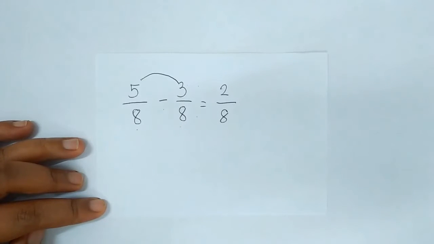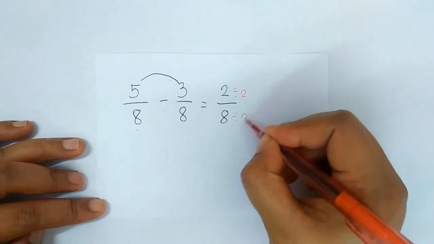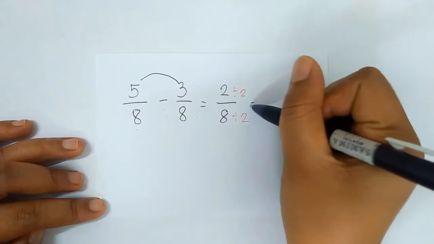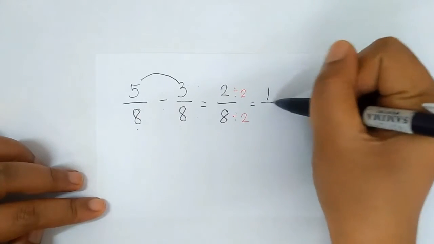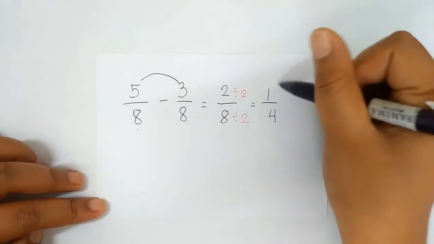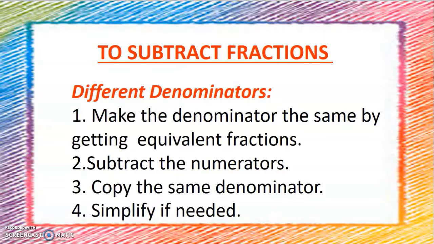Can we simplify this fraction? Yes. What number are we going to divide by? Divide by 2. Same with the denominator, divide by 2. So 2 divided by 2, very good, 1. 8 divided by 2, 4. So we have 1/4.